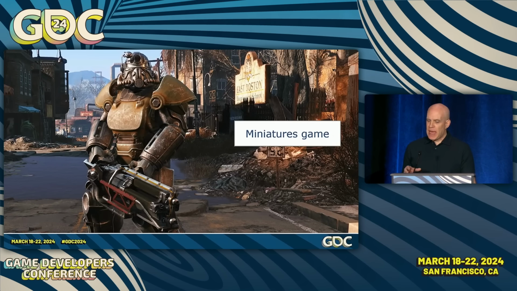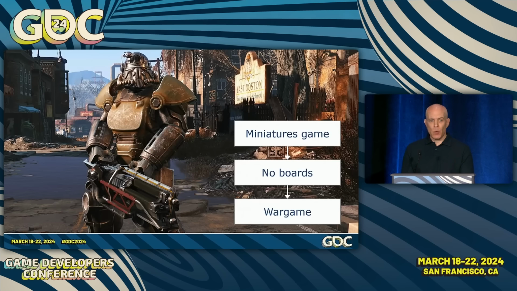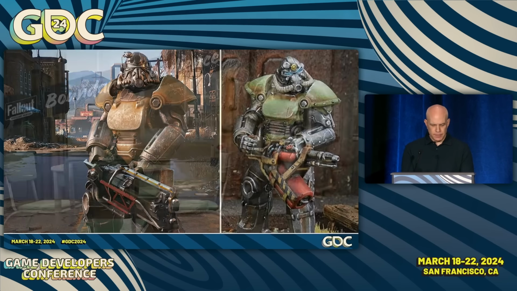So the publisher had the license for a miniatures game, and the license for a board game was already held by another company. So therefore, no boards, right from the start. So that meant I'd need rules to allow free movement and not use printed spaces, and also a system to measure that movement. So therefore, it was going to be a war game. So from this on the left to that on the right. So this was really helpful, big first step, but of course there was a lot more to work out.